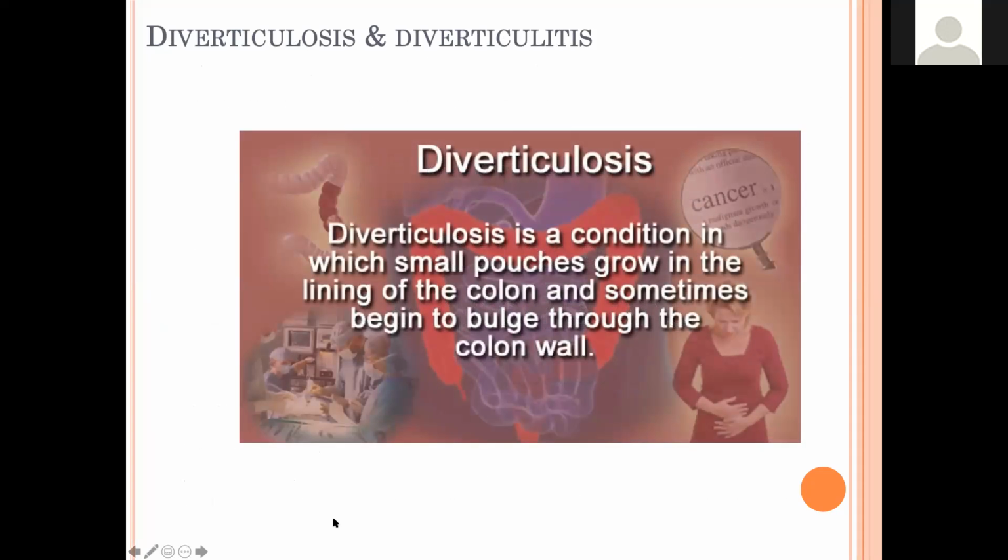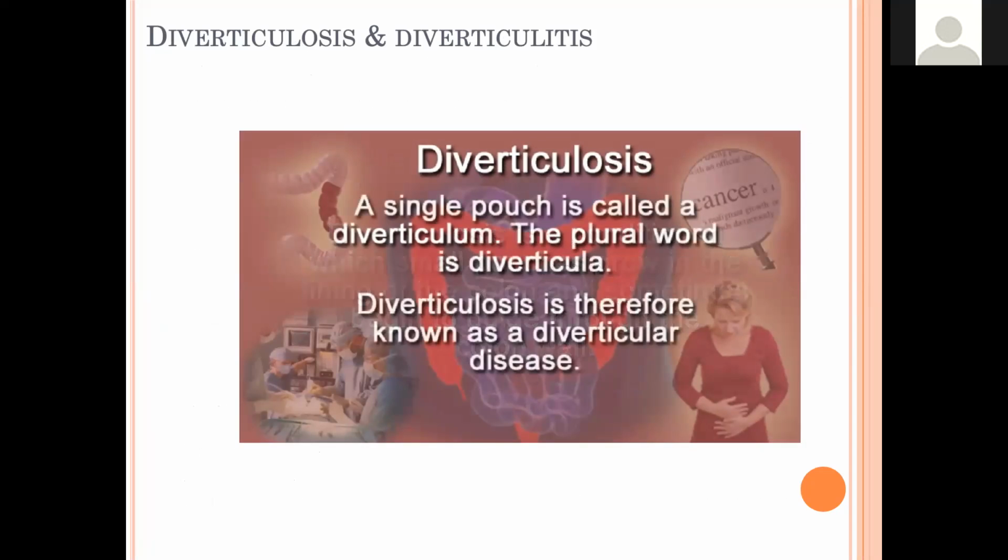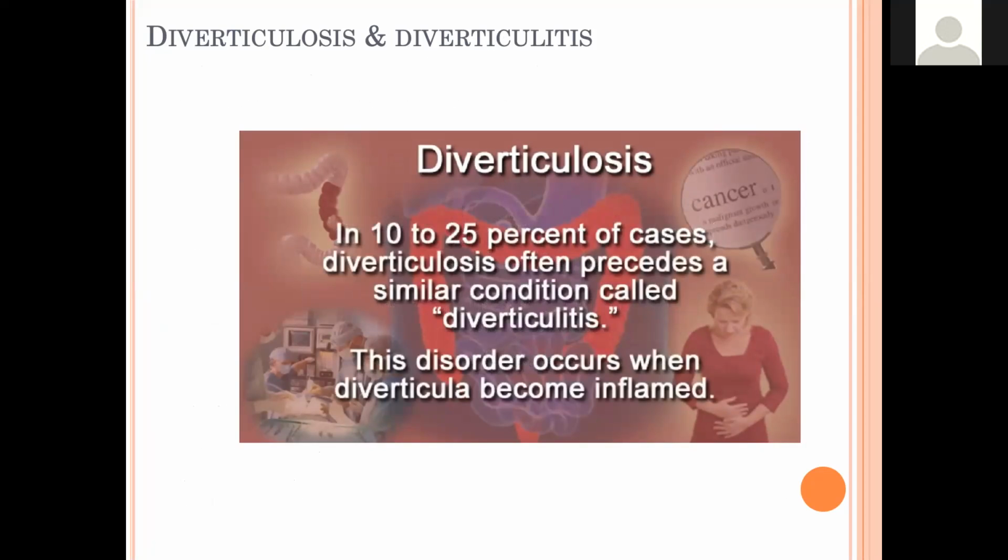Diverticulosis is a condition in which small pouches grow in the lining of the colon and sometimes begin to bulge through the colon wall. A single pouch is called a diverticulum. The plural word is diverticula. Diverticulosis is therefore known as a diverticular disease. In 10 to 25% of cases, diverticulosis precedes a similar condition called diverticulitis. This disorder occurs when diverticula become inflamed.